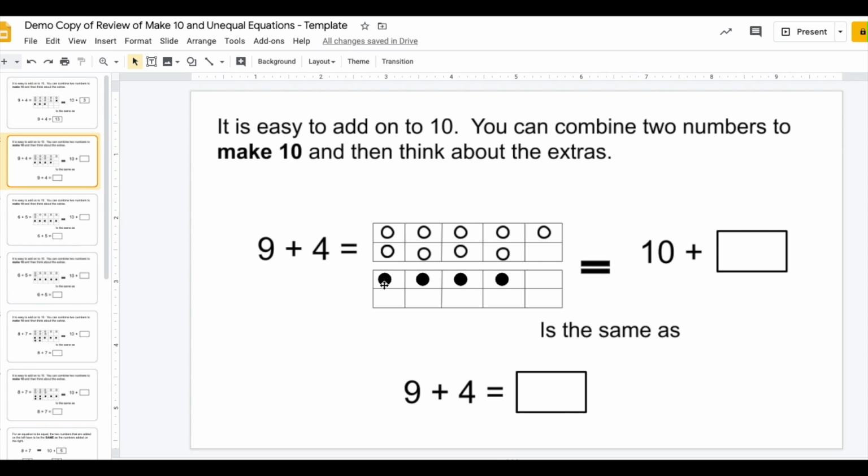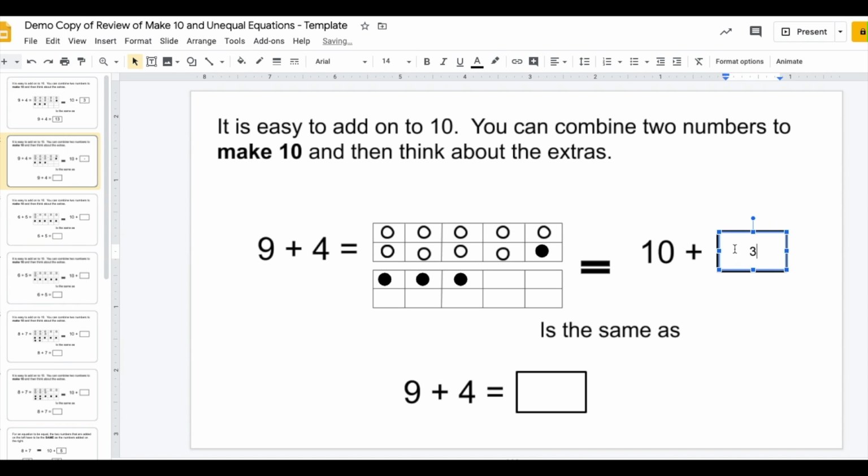I don't want you to ever start here. I don't want you to start at the left. I need you to start at the right. So you keep moving those counters over. You have to actually move them until you make your first 10 frame full. Now you can clearly see that 9 plus 4 is the same as 10 plus 3.